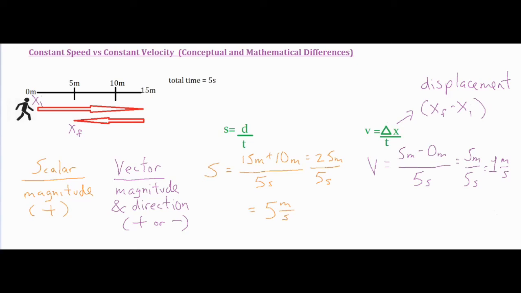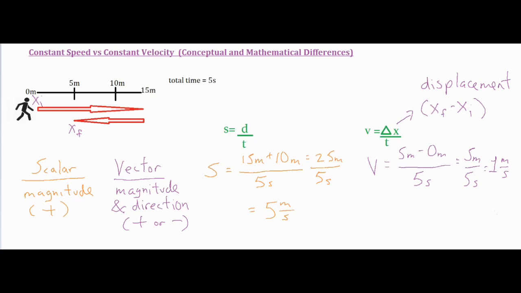Now you might be wondering why velocity comes out to 1 and speed comes out to 5 when they're doing the exact same thing. The reason is because velocity considers direction. For a large majority of the time, it has a positive velocity, and then for a part of it, it also has a negative velocity. So if you average those positive and negative velocities together, that leaves you with 1 meter per second.